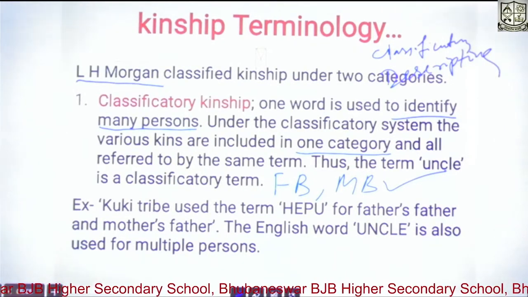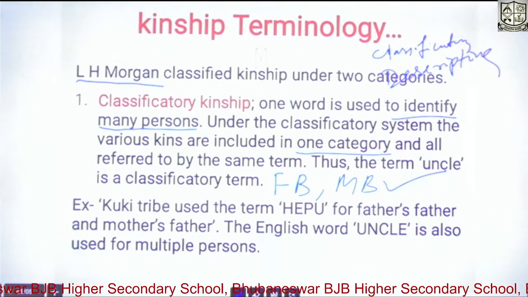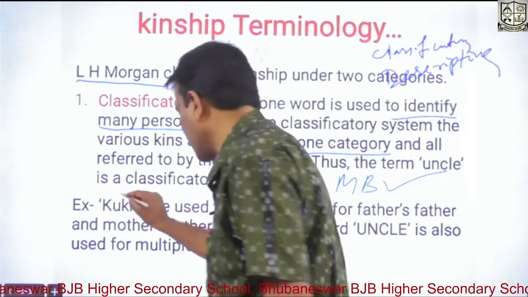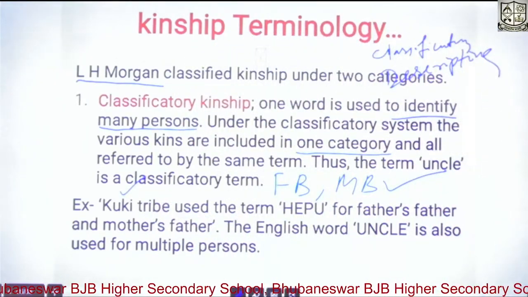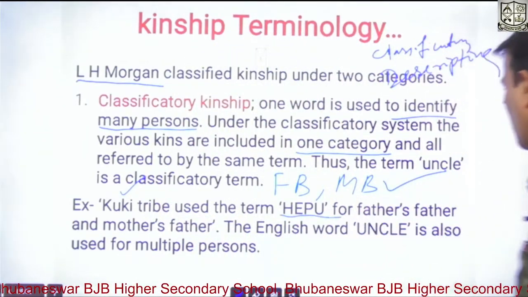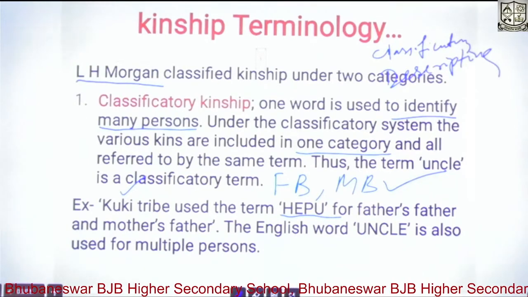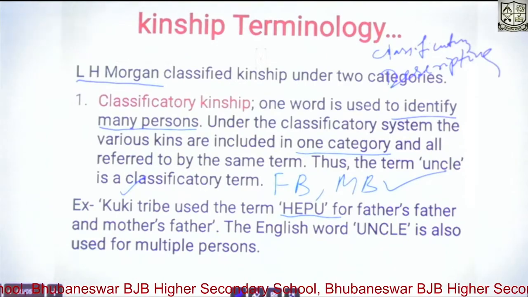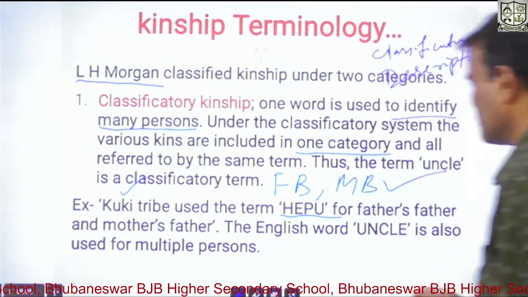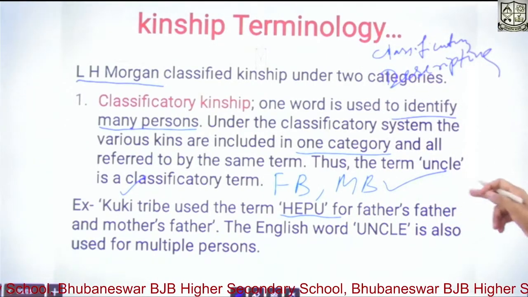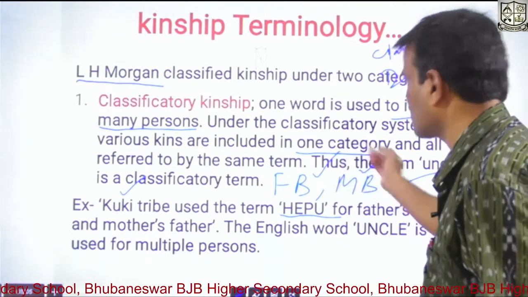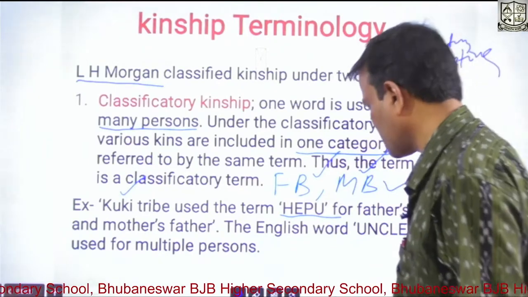Anthropologically, we also give an example: in the Kuki tribe, K-U-K-I, they use the term hepu for father's father as well as mother's father. So that is called the classificatory kinship system. The English word uncle is also used for multiple purposes: father's brother, mother's brother.